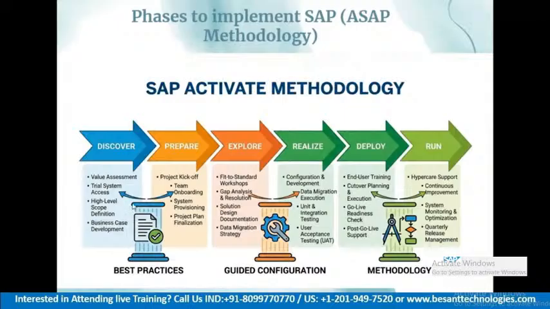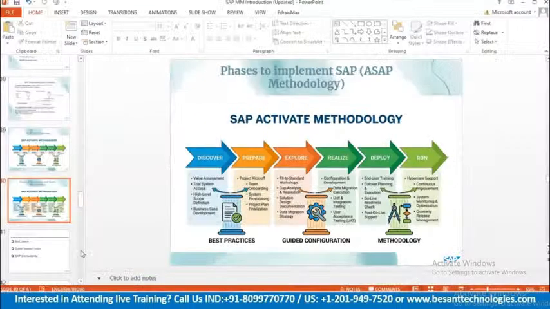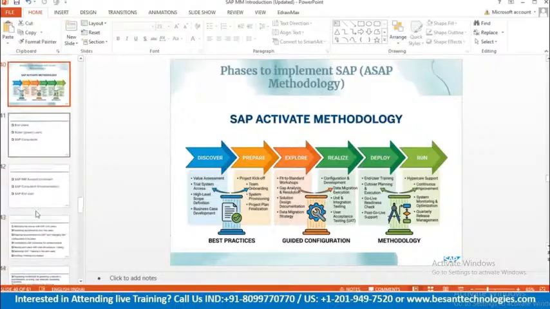If you want to go into detail, phase-wise, these are the operations we will do: the value assessment, trial system access, the high-level scope. All this we will discuss after we complete our core concepts, when we will come back to this again. I'll explain what these are.